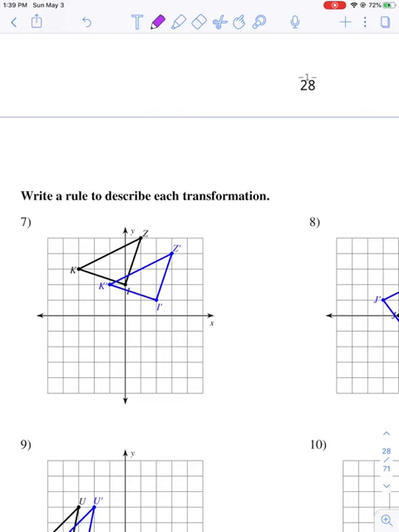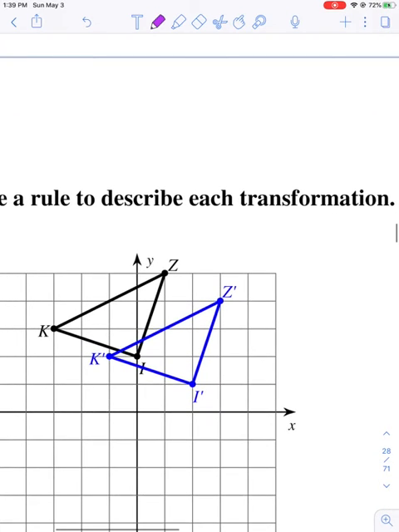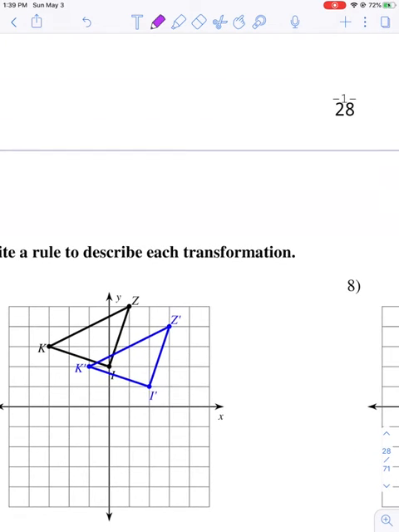Can you guys pause the video and try number 7, please? Okay, so hopefully you are paused and completed. I'm going to focus on Z for this, but it doesn't matter what you focus on. So I see that it went 1 up, and 1, 2 over. So 1 up, 2 left. Oh, I did it totally backwards. Sorry. I started with the blue, but I was supposed to start with the black. So it's actually 1 down, 2 to the right.